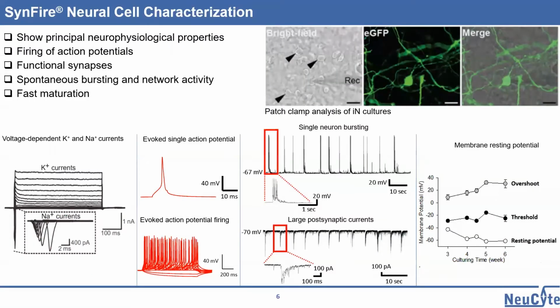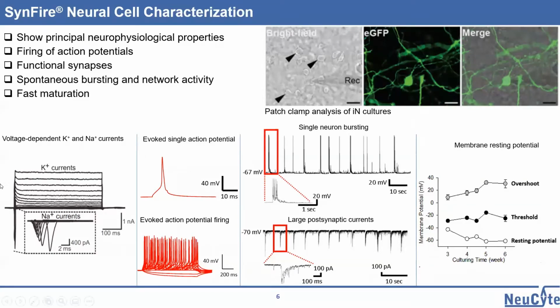So regarding the characterization of the neuronal cell types that we are generating with this approach, the most important part, of course, is that they do what a neuron is supposed to do, that they're electrically active and they fire when they're supposed to fire. And using patch clamp analysis, we extensively characterize the properties of those different neuronal cell types that we generate.